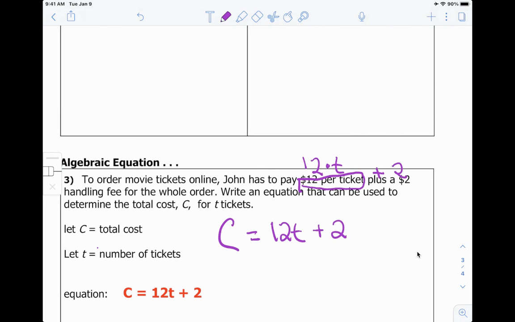So for example, 1 ticket would be 12 times 1, which is 12, plus 2. If I wanted to buy 4 tickets, I would do 12 times 4, which is 48, plus the $2 handling fee, which is $50.